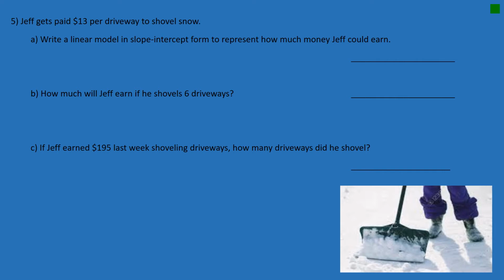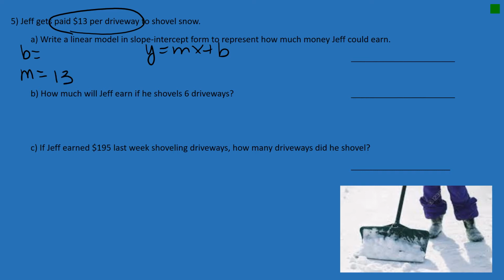Let's try this one. Jeff gets paid $13 per driveway to shovel snow. Oh, shoveling snow. Write a linear model in slope-intercept form. So slope-intercept form is y equals mx plus b to represent how much money Jeff could earn. Okay, let's see if you can figure out his beginning value and then his rate. Jeff gets paid $13 per driveway. What do you think that is? $13 per driveway is his rate. So that's our m, our slope.